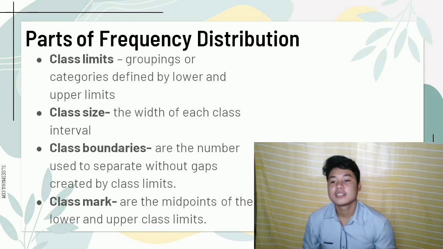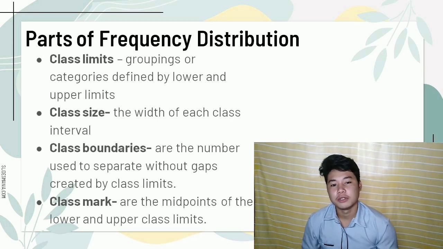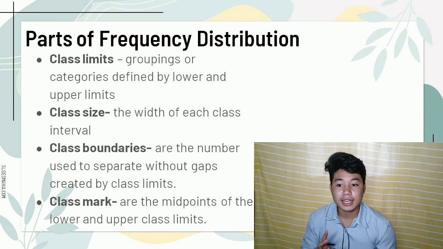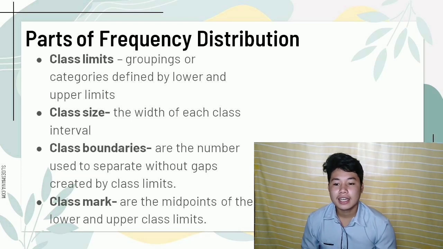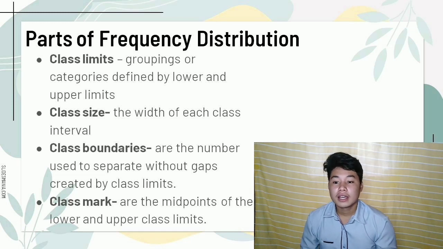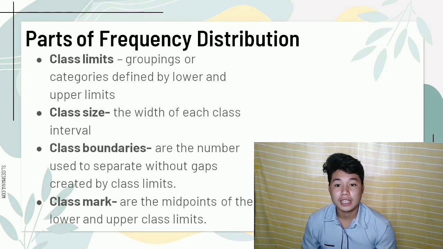Okay, parts of a frequency distribution. First is the class limits. These are the groupings or categories defined by the lower and upper limits. Second, the class size. It is the width of each class interval. Third, class boundaries are the numbers used to separate classes without the gaps created by class limits. And lastly, the class mark is the midpoint of the lower and upper class limits.